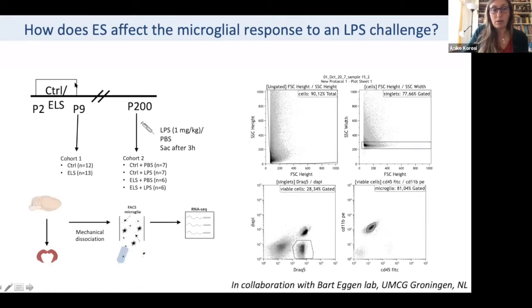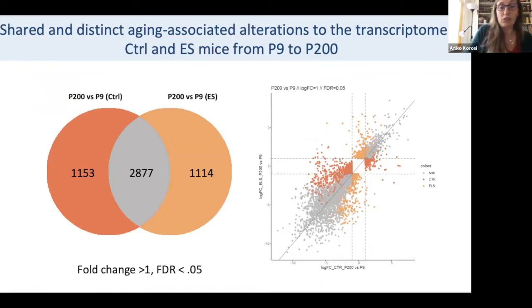And what we did was very straightforward. We had mice exposed to this early life adversity or control, of course. And then at postnatal day 9 and at postnatal day 200, we dissected the hippocampi of these mice and sorted out microglia with a FACS sorter, and then looked with RNA sequencing at the gene expression profile. This is work that we did in collaboration with Groningen, with Professor Bart Eggen. And what we found is actually really intriguing and interesting.